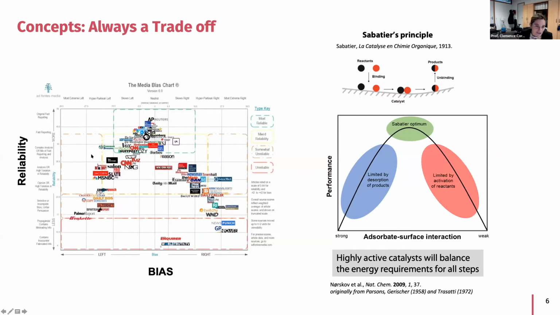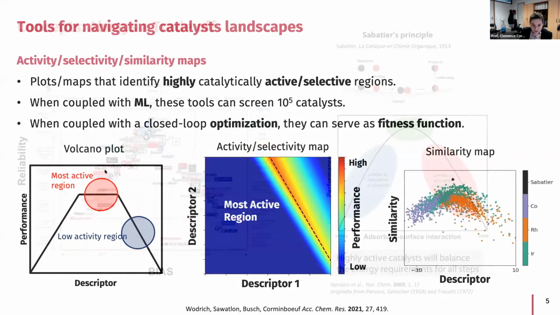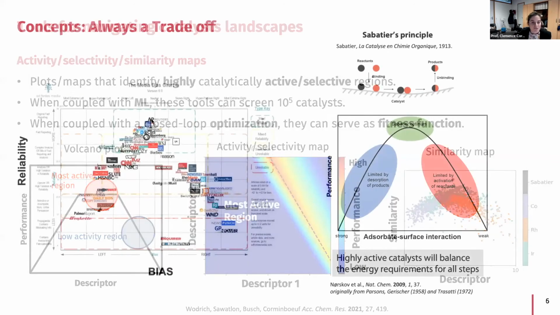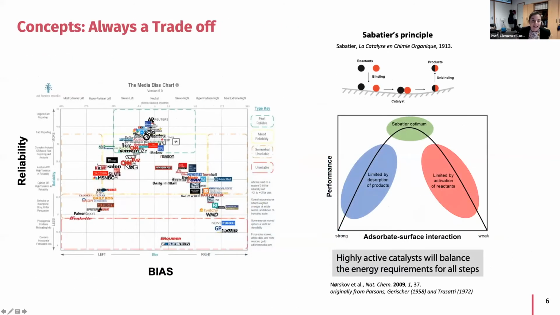And this is also true, and you see it on the left-hand side with media. This is the US media chart where you have a descriptor, which in this case is bias. You have the target property that you're interested in, which in this case is reliability. And you see that some media are more on the right, Fox News, some media are more on the left, that's CNN, sorry. And on the top, you have the most reliable media that have the least bias.